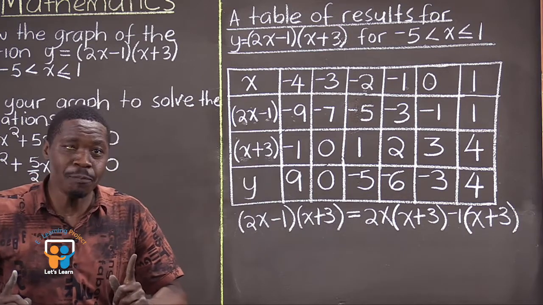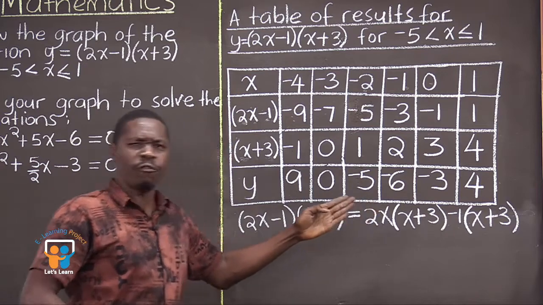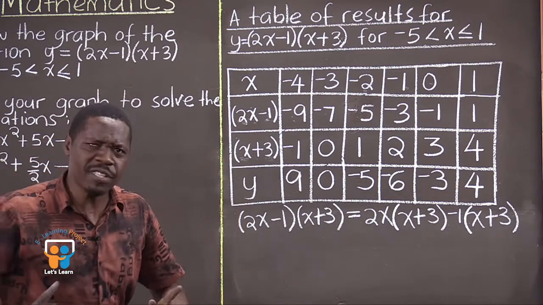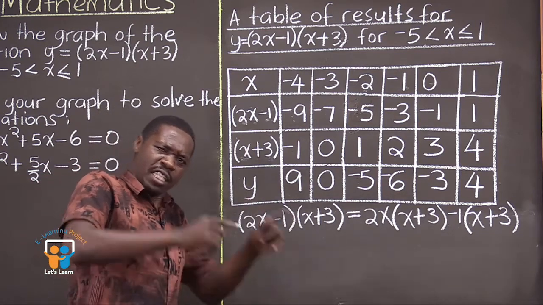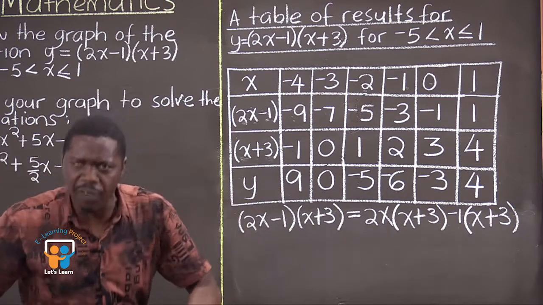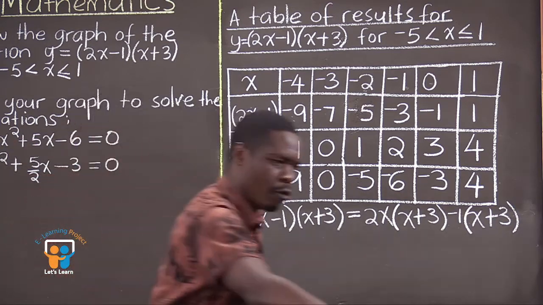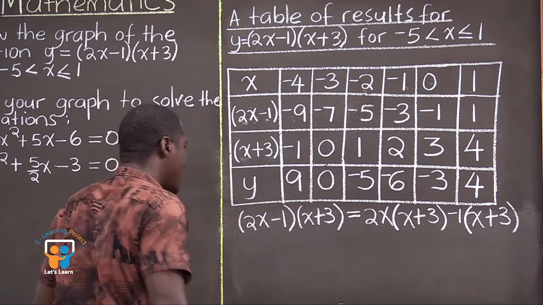Now, we need to multiply. We are expanding. We want to see whether the factorized form and the expanded form are the same. We want to see whether when I use the expanded form and when I use the factorized form, I still come to the same graph, which might bring me to the same answer. Now, viewers, without wasting time, we need to get chalk and go ahead.